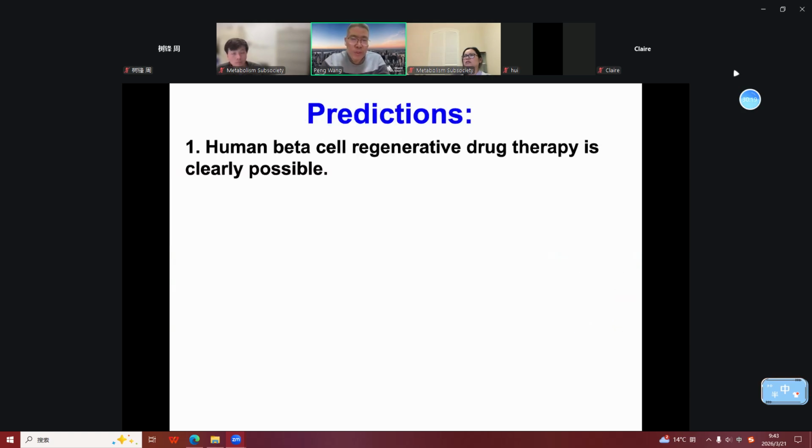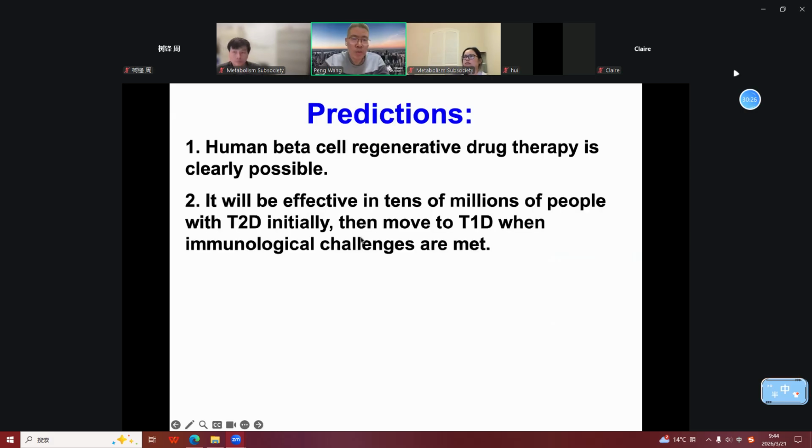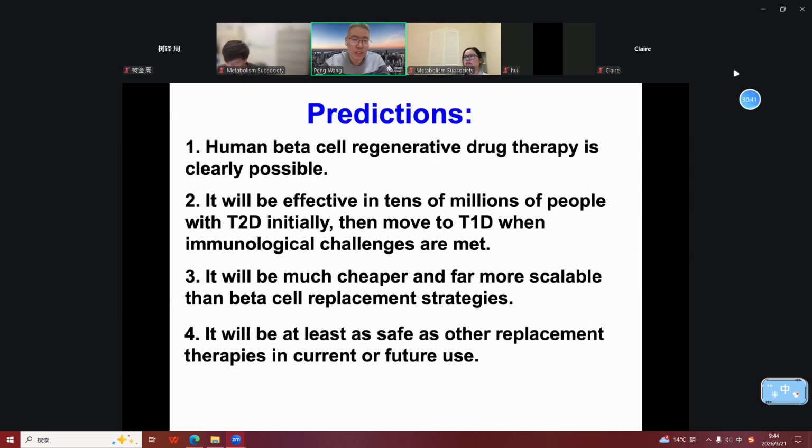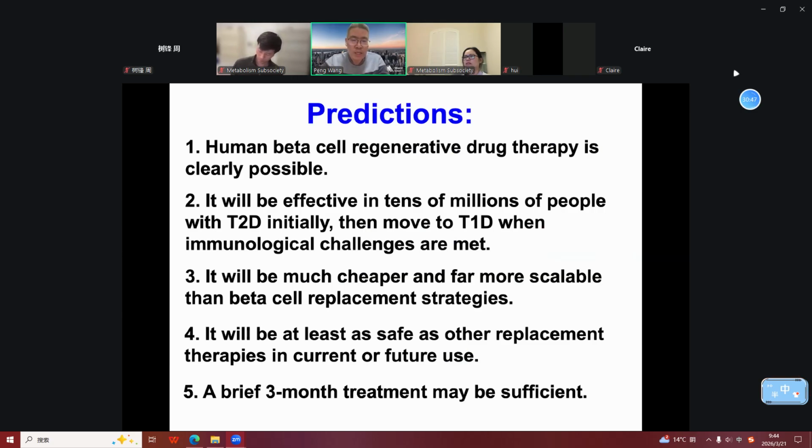So for the prediction for the future, human beta-cell regenerative drug therapy is clearly possible. It will be effective in tens of millions of people with type 2 diabetes initially, then move to type 1 diabetes when immunological challenges are met. It will be much cheaper and far more scalable than beta-cell replacement strategies. It will be at least as safe as other replacement therapies in current or future use. A brief 3 months treatment may be sufficient.